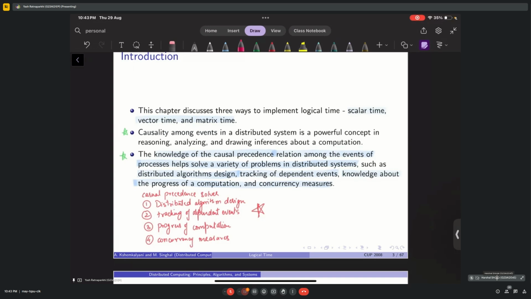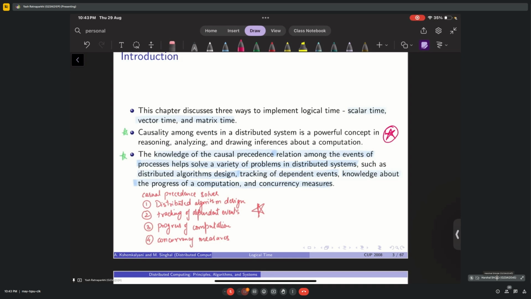Causality among events in a distributed system is a powerful concept in reasoning, analyzing, and drawing inferences about a computation. See, why am I rereading this line? Because this may be asked in MCQs. We fell into the trap in the data science paper. All these MCQs came up and we were not able to answer them clearly. So I am keeping this as an important concept, because these small things may create issues later.